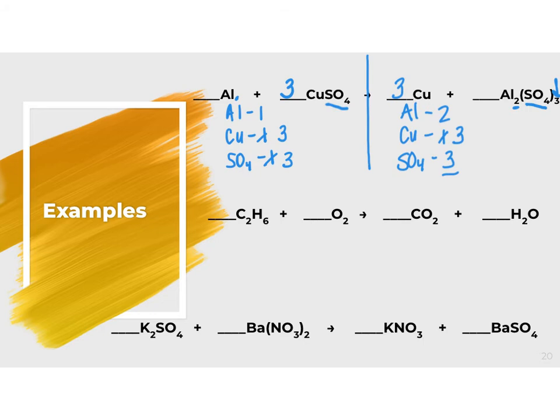However, my aluminum has to be balanced on the reactant side. Again, aluminum is by itself in this problem, so I can easily put a 2 coefficient on the reactant side so that my aluminums balance on each side. So now for this, I have 2 aluminums, 3 coppers, and 3 sulfates on each side of my equation. Double check to make sure, and then that tells me that I'm done.